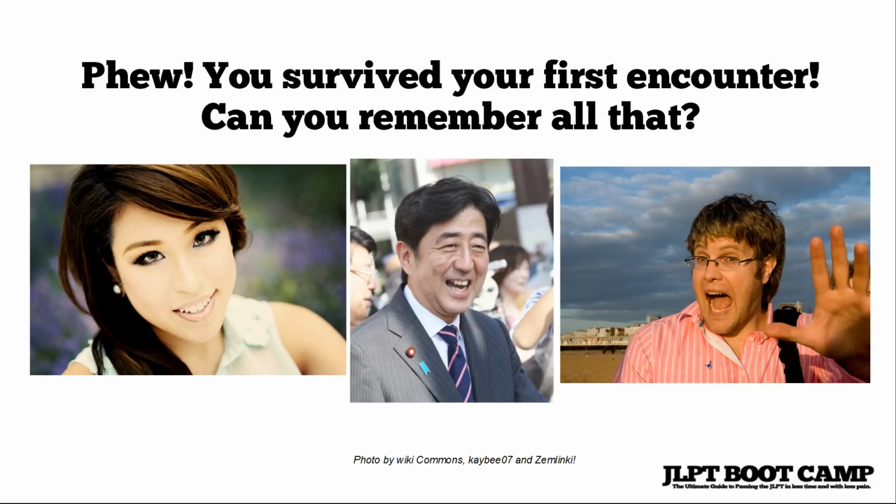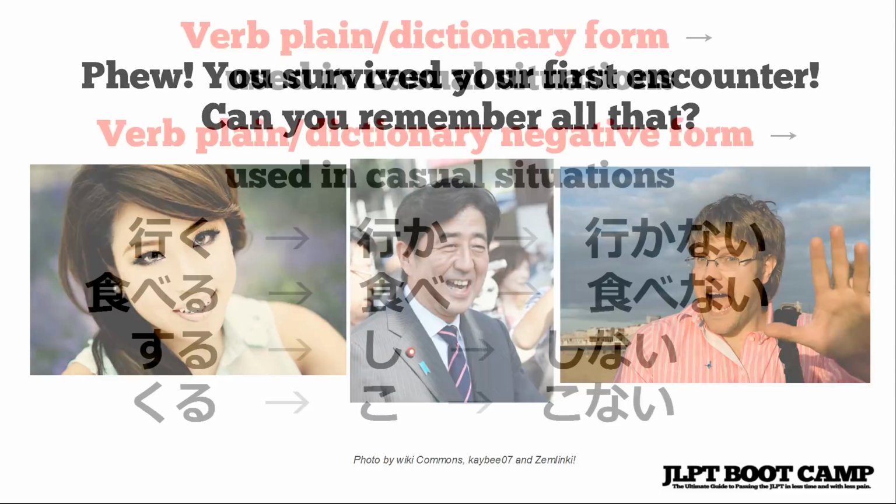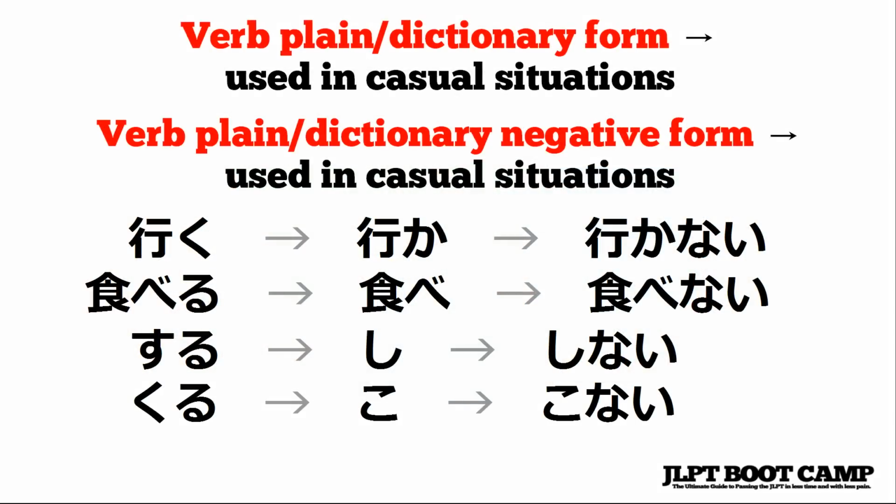So, do you remember all that though? Again, for the verb, plain dictionary forms, basically if it's the positive form, you just take what's in the dictionary and use that. If it's the negative form, type 1s, you have to change the last kana to the a sound, and add nai. With type 2 verbs, you just have to cut off the ru and add nai. And with suru and kuru, you just have to change it to shi, ko, and add nai. So suru becomes shinai, kuru becomes konai.